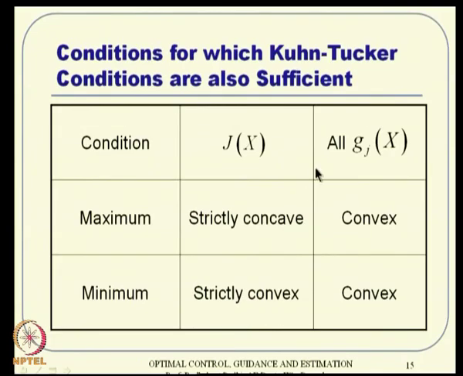Alright, so the condition for which these Kuhn-Tucker conditions, or rather Karush-Kuhn-Tucker conditions, are also sufficient turns out to be like this. In general they are necessary, but in addition if this kind of combinations are satisfied, then whatever x star value you are talking about happens to be sufficient also. So, what is that? If you are looking for a maximization problem, that means your j of x has to be strictly concave, and all gj's have to be convex, need not be strictly convex. But for a minimization problem, this j of x has to be strictly convex, but gj has to be convex.